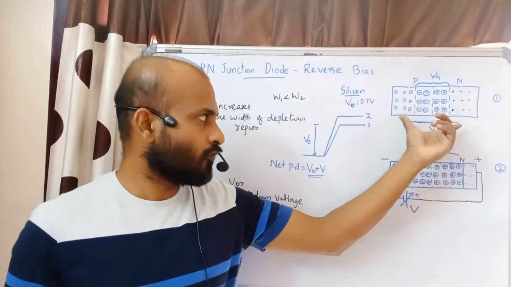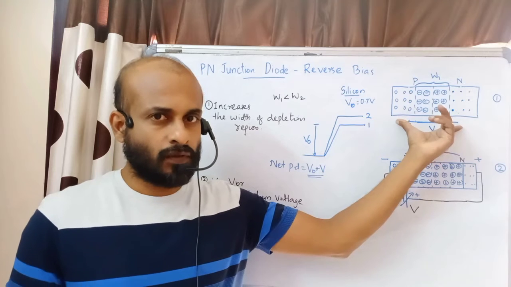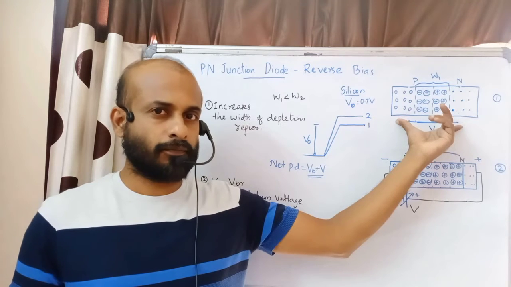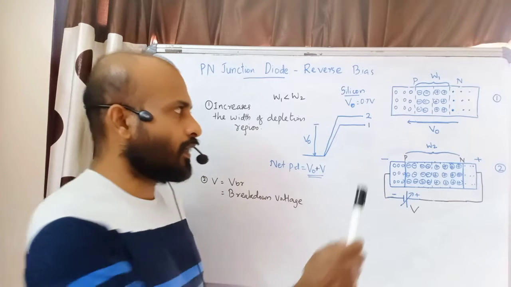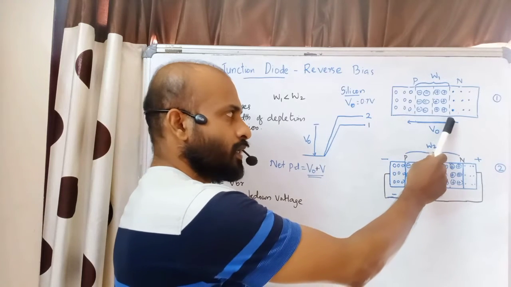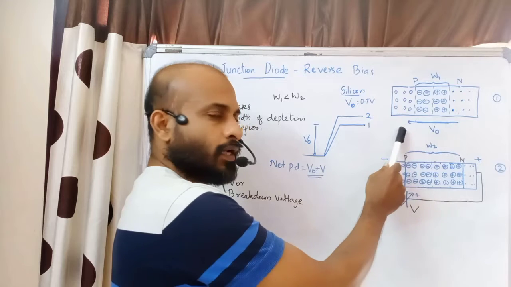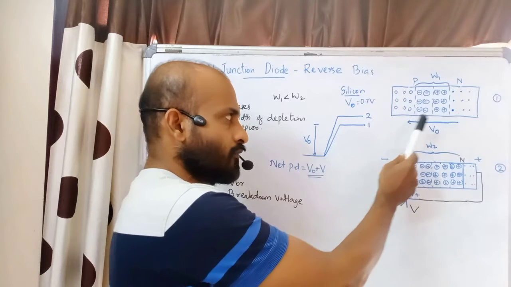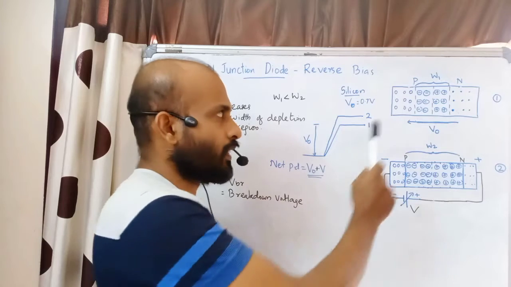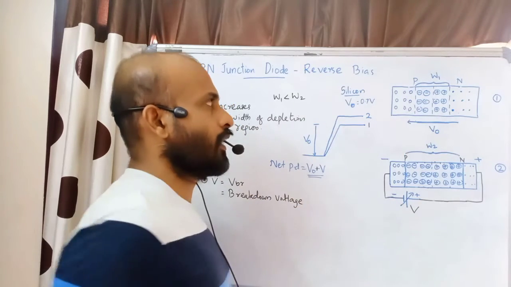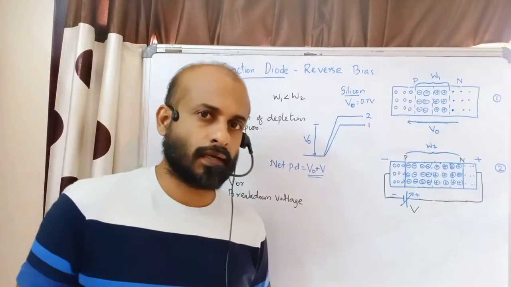This is the diagram of a PN junction diode without any biasing. It is not connected to any power supply. This region is called the depletion region. This is the barrier potential acting in this direction from positive to negative. This is the width of the depletion region. We can mark it as W1. W1 is the width of the depletion region.